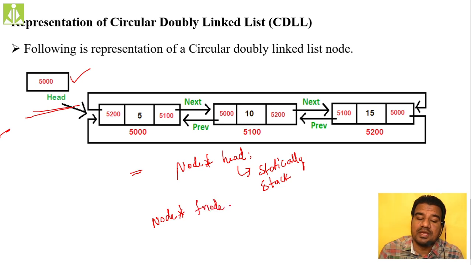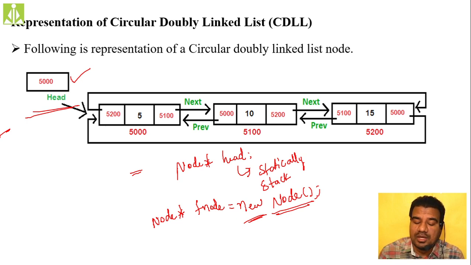But the same thing when you are saying Node star first node equals new Node, like this we do, isn't it? We call the constructor to allocate the memory. So when you are applying new Node, calling the new operator and the Node class constructor, this is dynamic allocation. Memory allocation is dynamic, and it is from the heap.